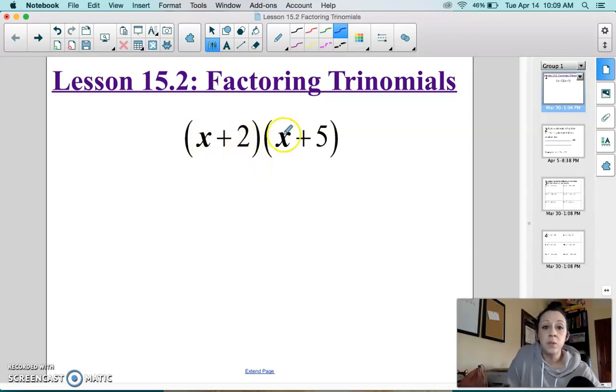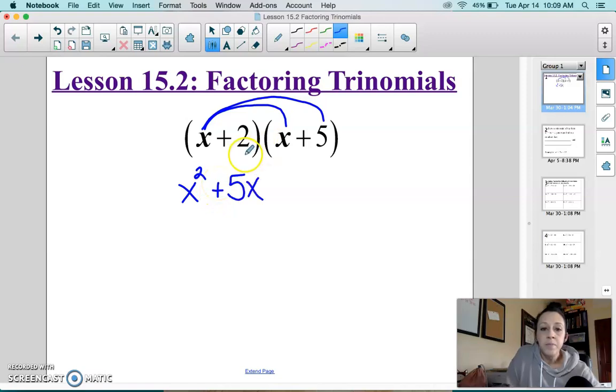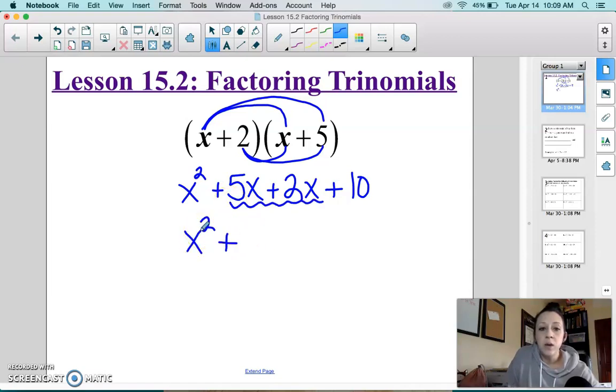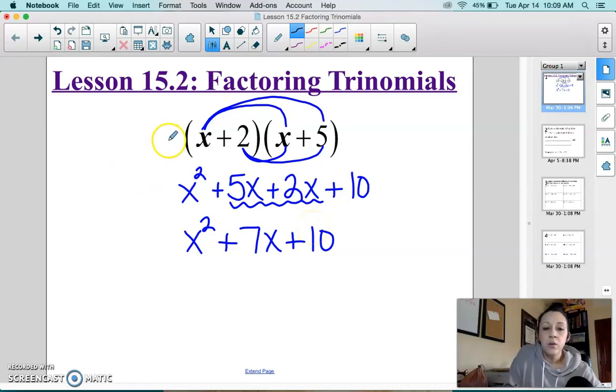With this warm-up, this is a multiplication problem, so we're going to distribute. We did this in a lesson a couple weeks ago. We're going to multiply this all out. x times x is x squared. x times 5 is 5x. And then you remember you multiply on the inside as well, so 2 times x is 2x, and 2 times 5 gives you 10. If we clean this up and combine like terms, we would have x squared plus 7x plus 10.